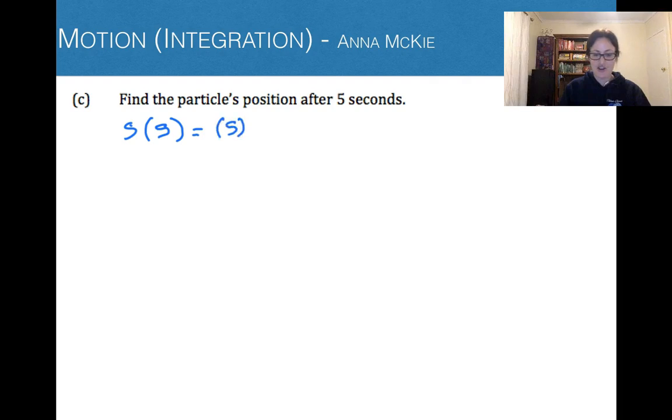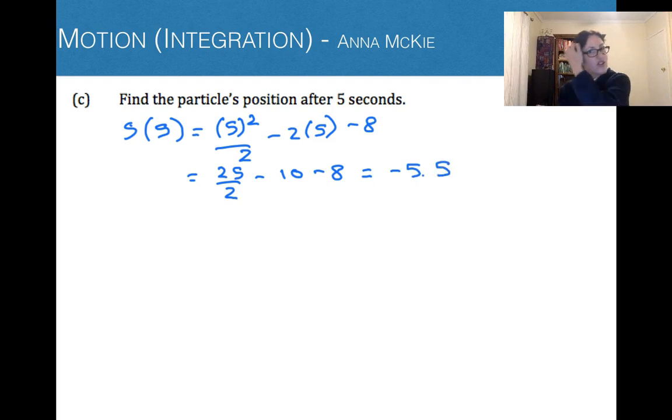So substituting that into our S function, and we get, subtract 8. Feel free to jump straight to the answer here. 25 on 2, take 10, take 8 is equal to negative 5.5. So answering the question, find the position, it's 5.5 meters to the which side? Left or right? Left of the origin or the starting position.